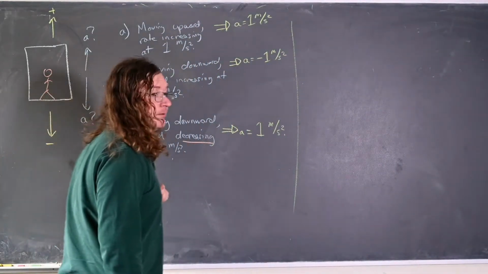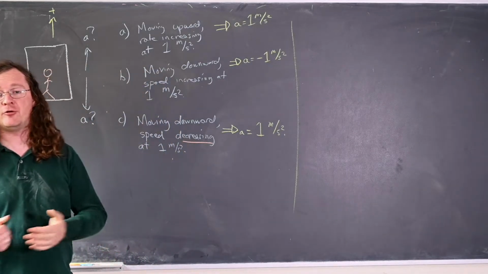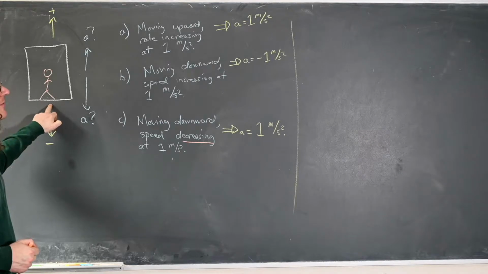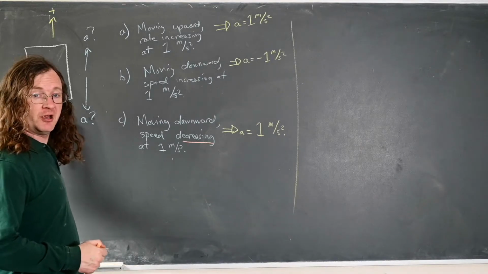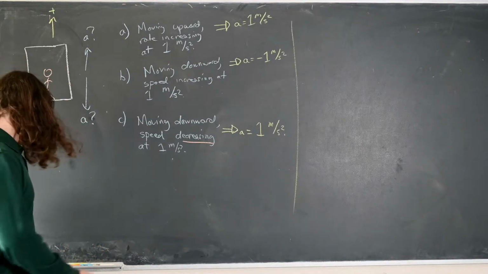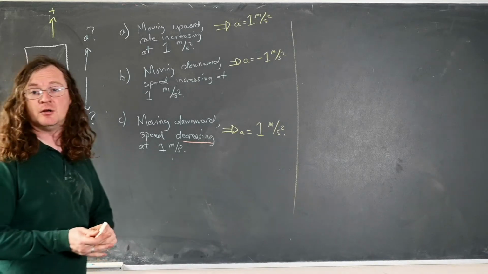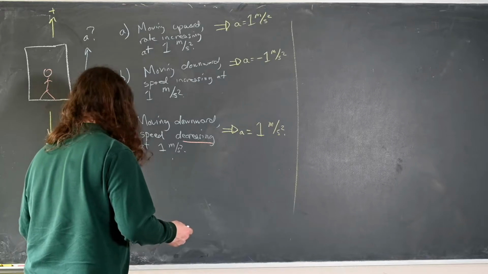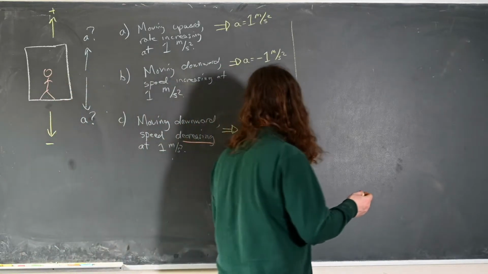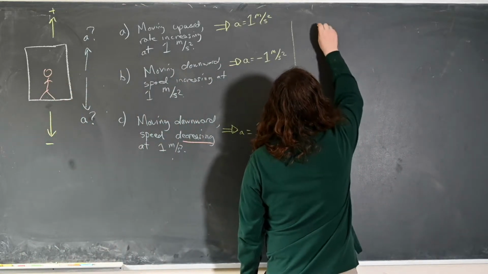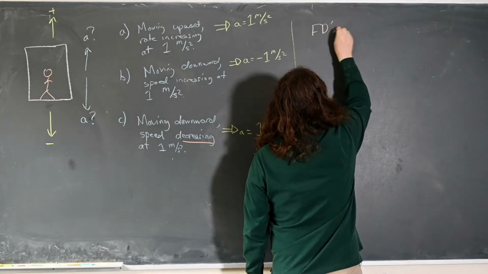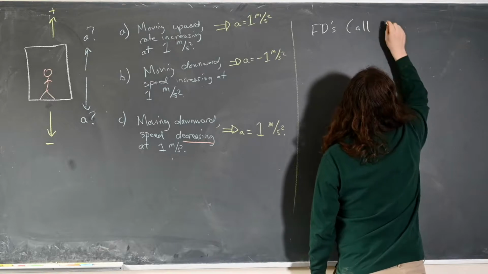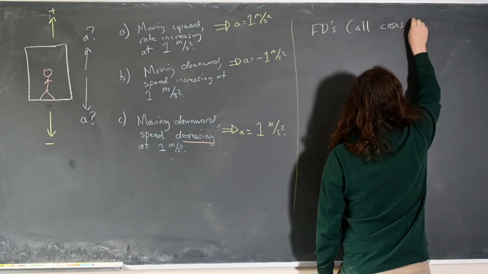So our person is experiencing only 2 forces. They're standing on the bottom of the elevator. So the bottom of the elevator exerts a normal force upward on their feet, and gravity pulls them down. So the force diagrams are actually pretty simple. In all cases they are the same.